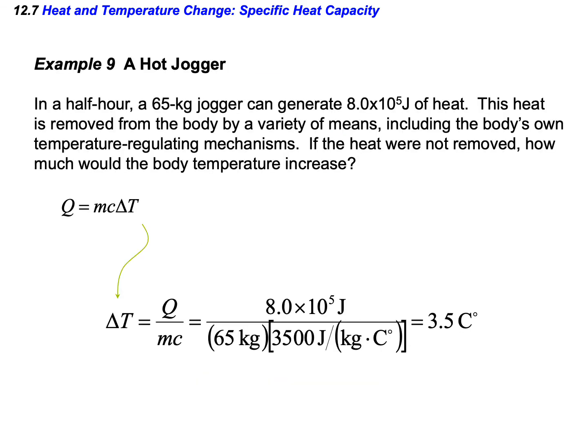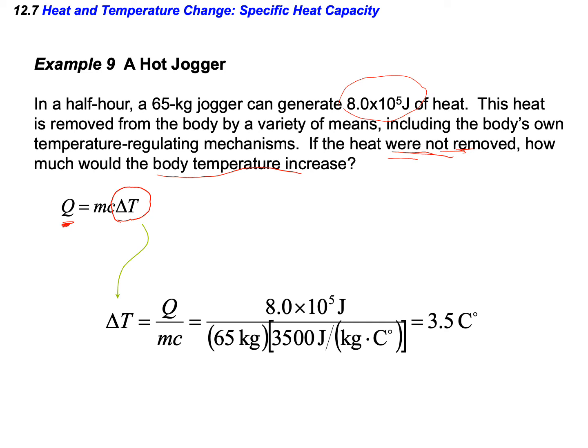Okay, so in this example, it says a 65 kilogram jogger can generate this amount of heat, and this heat is removed from the body by a variety of means, including our own temperature regulating mechanism. If the heat were not removed, if Q is not removed, your body temperature would go up.